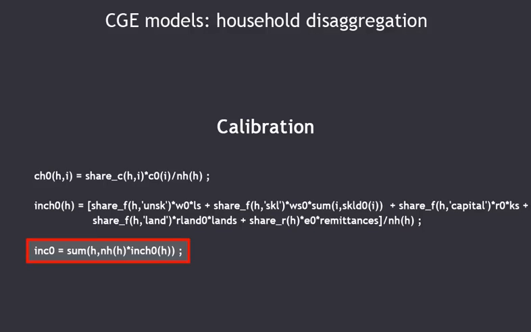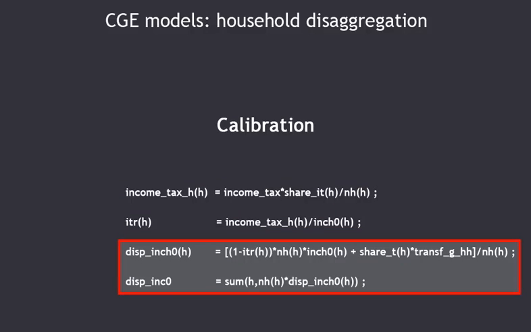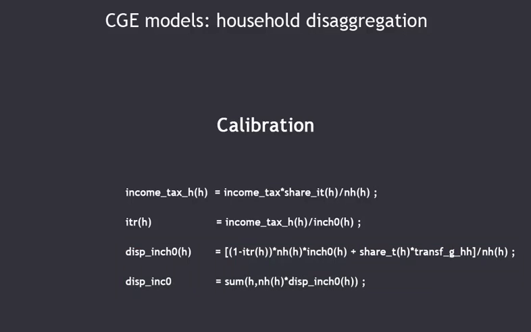Last, once we have the primary income of a household of category H for all categories, we can calibrate the total primary income of households. Here are the calibrations of the direct income tax rate paid by the household of type H and the calibrations of the disposable income of households of type H. This calibration is evident from the data previously entered.